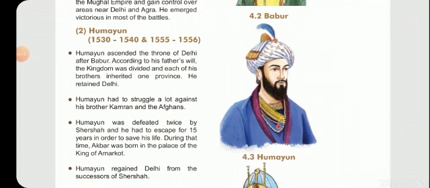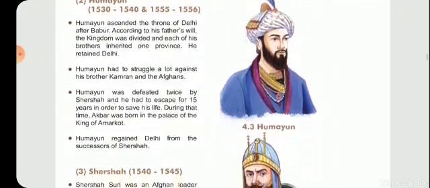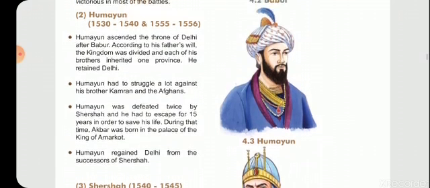Second, Humayun, 1530 to 1540, and again in 1555 and 1556. Humayun ascended the throne of Delhi after Babur. According to his father's will, the kingdom was divided and each of his brothers inherited one province. He retained Delhi. After the death of Babur, what happened? According to his father's will, Humayun ascended the throne of Delhi. He became the king over Delhi. And according to the wish of Babur, each of his brothers got one province, and Humayun himself kept Delhi with him.